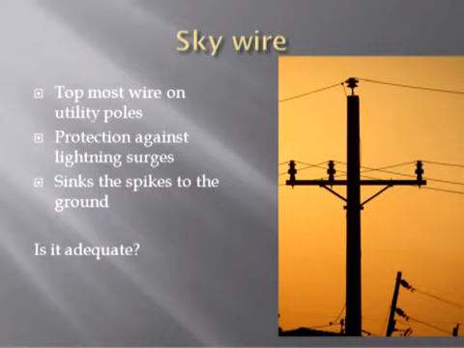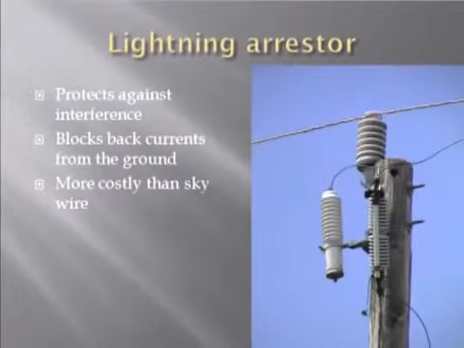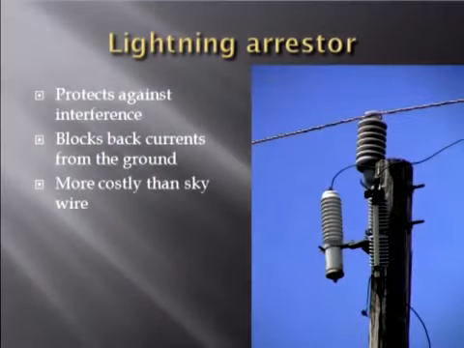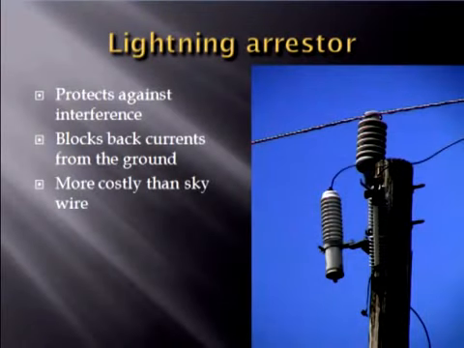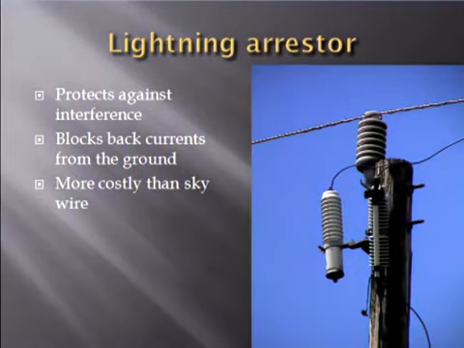This wire bleeds off lightning surges from power lines when lightning strikes during a thunderstorm. The static wire is connected to the grounding conductor. But is this protection adequate? The problem with lightning is that sometimes lightning spikes can travel back from the ground. This is why lightning arresters are used to block these currents. However, it is more costly than the sky wire system. Hence, they are used where sensitive equipment is present and must be protected against back currents.